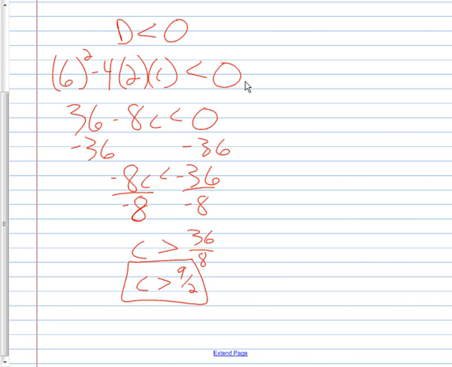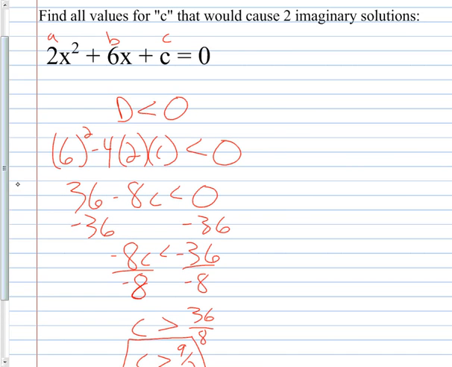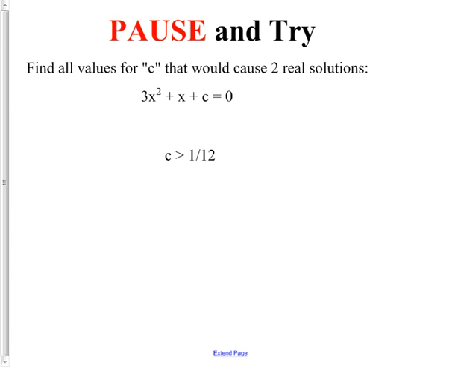So c is greater than 9 halves. All right. If c was greater than 9 halves, again, that would guarantee that my equation would have two imaginary solutions. All right. Why don't you pause and try this and see if you do get that c is greater than 1/12.